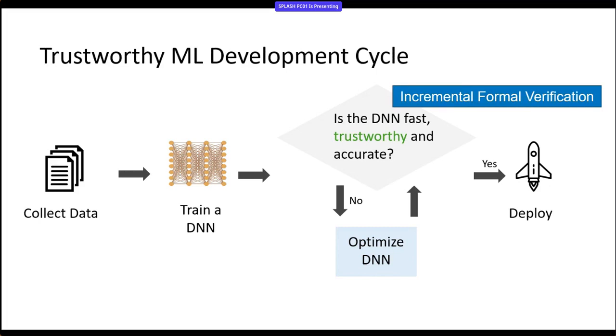incremental formal verification. So we don't design a new verifier, but our goal in this paper is to make any existing formal verifier work in an incremental fashion. Any advancement in the formal verification of individual neural networks will only help us scale our incremental formal verification. So that's the goal here.